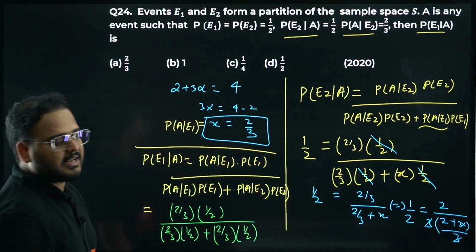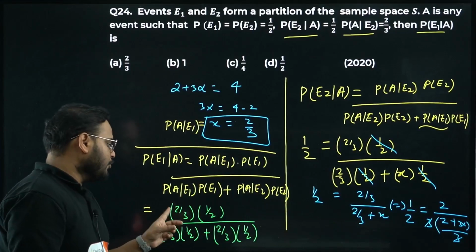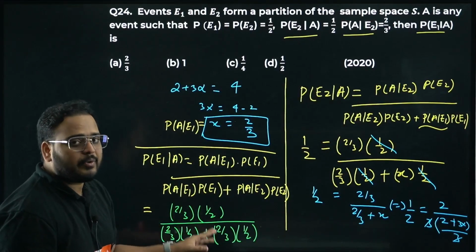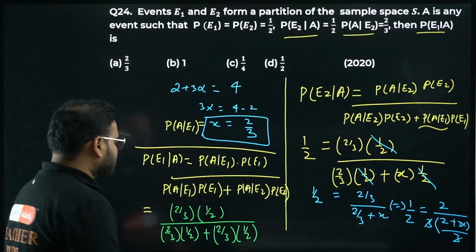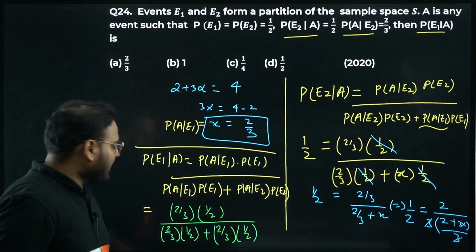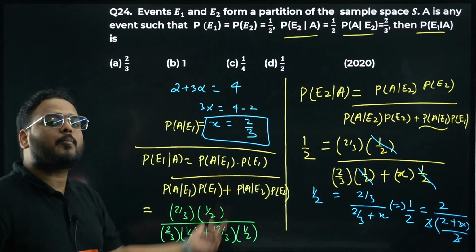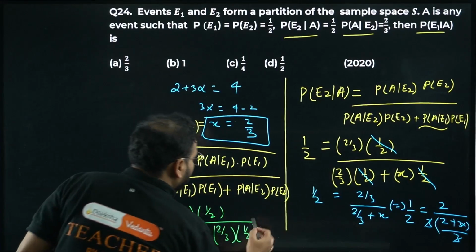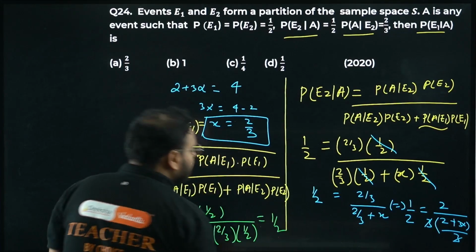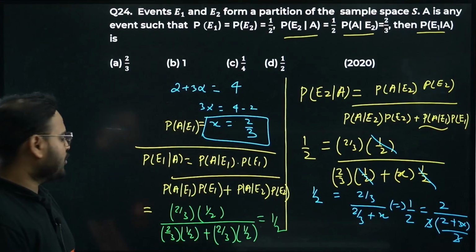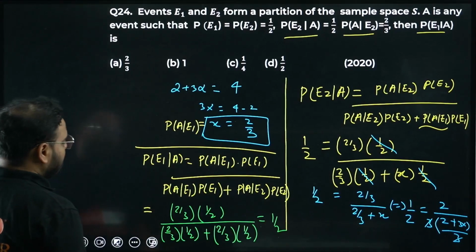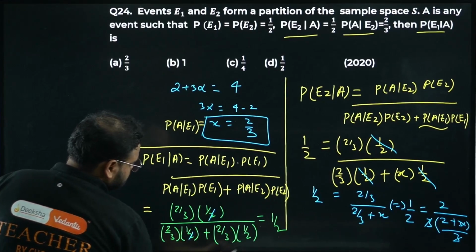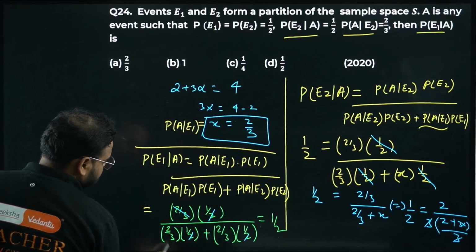If you look carefully, if I call this value 2 by 3 into 1 by 2 as x, I have x upon x plus x. Or if I take this whole thing as p, I'll have p upon p plus p, basically p upon 2p. What is the answer going to be? 1 by 2. Yes or no? If you want, you can actually see this out. This will cancel. This will cancel.